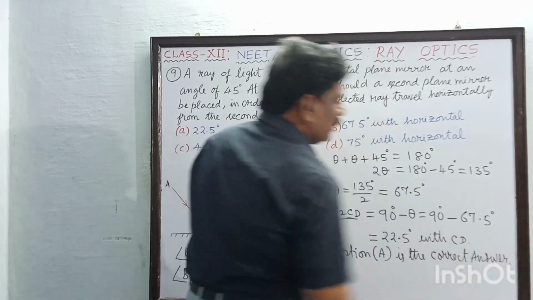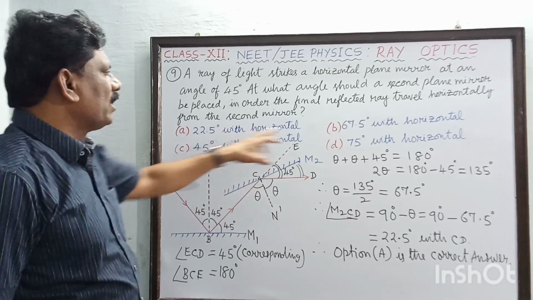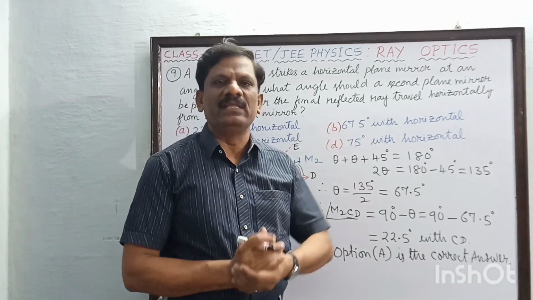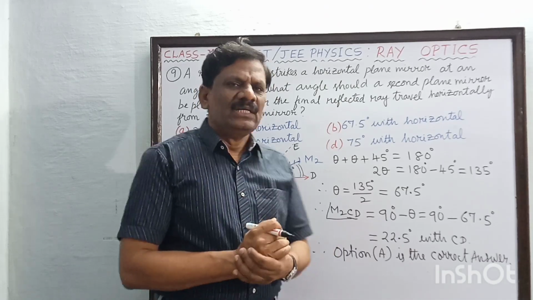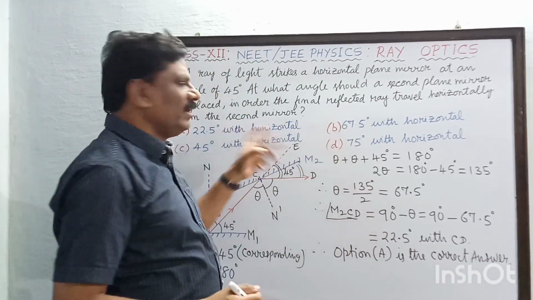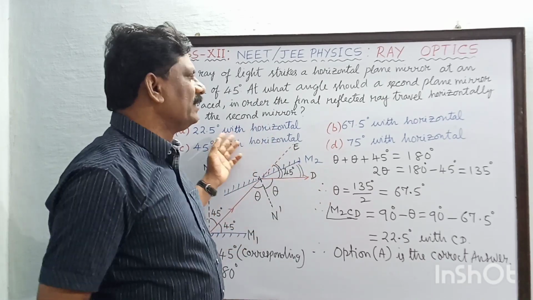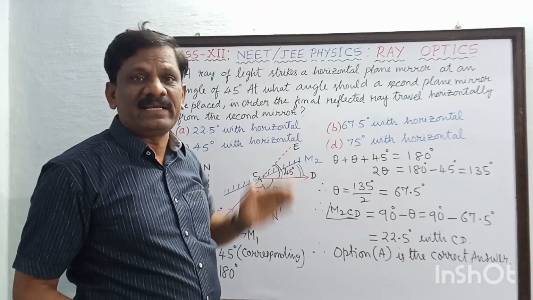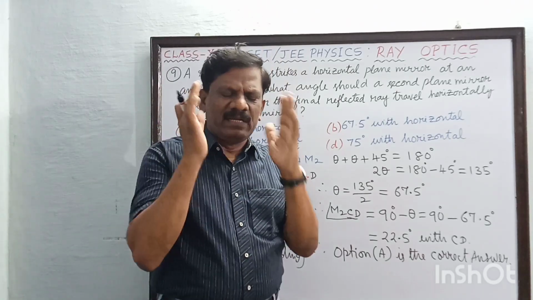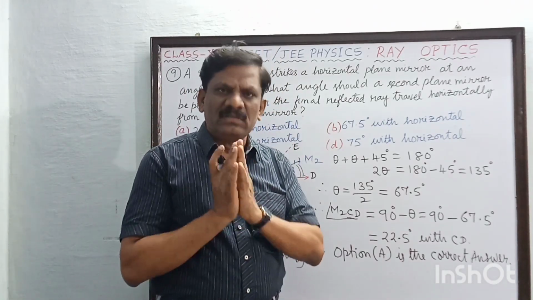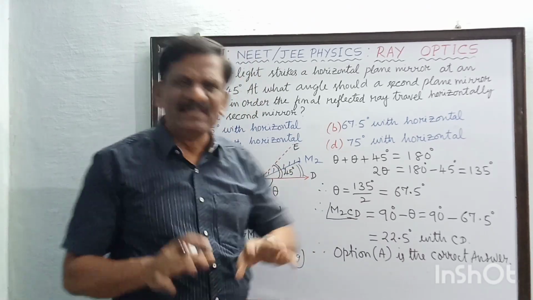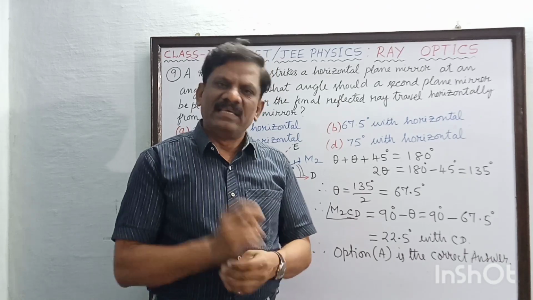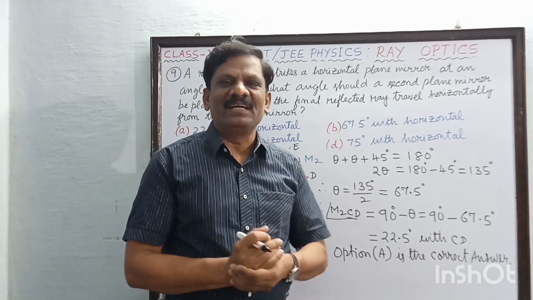Anyhow, in this question, four options with different values are given, luckily. Sometimes what will happen is that 22.5 degrees will be an option, but one will be with the horizontal, one with respect to the mirror, one with respect to the incident direction, like that they will give. So you should be very clear about the answer. Such problems can be easily solved when you have the practice of drawing simple schematic diagrams. I hope you have understood well. Fine.